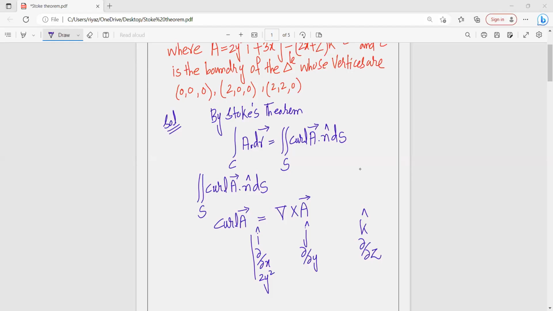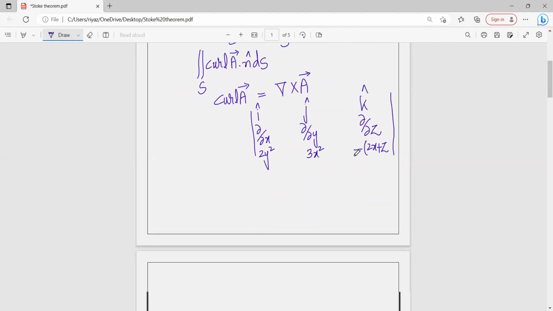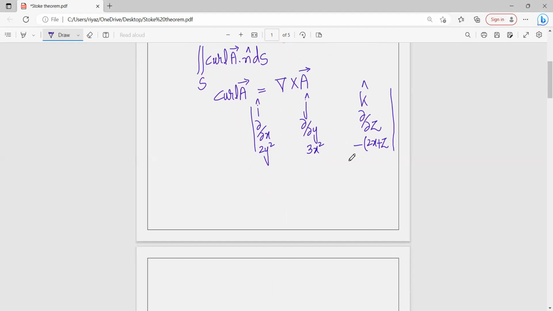3x square minus of 2x plus z. So we are going to find out curl A value first of all. We find out curl A, then I'll show you how to take n cap value and ds value. So one by one we can move on.